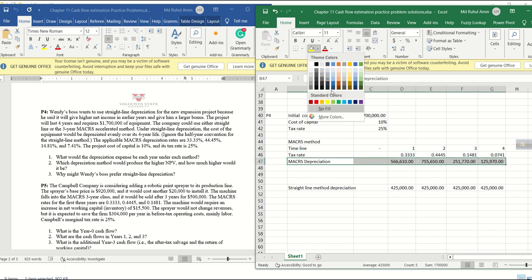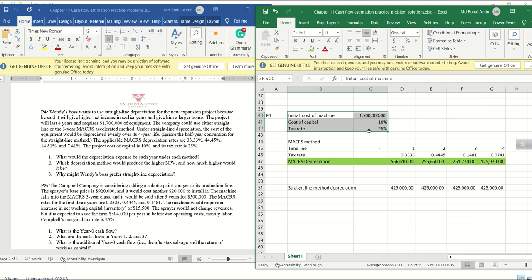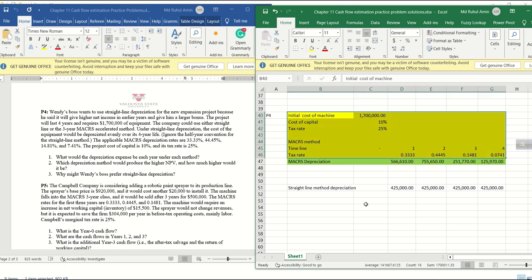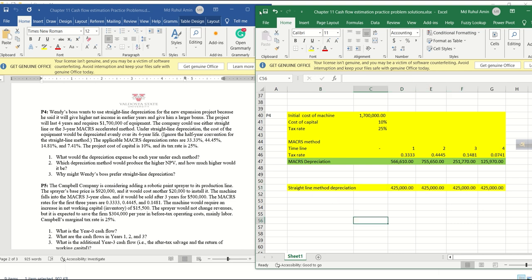Part 1, you need to select this as input, and this is this. Oh, this should be green. Okay, this is part 1. What about part 2? Which depreciation method would produce higher NPV? How much higher would it be?